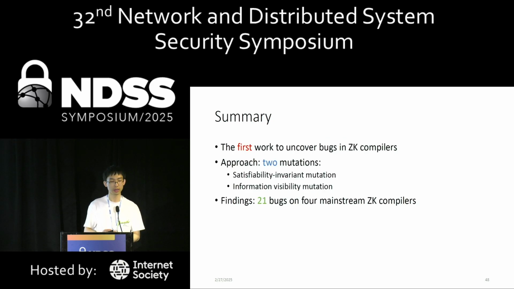So in summary, we're the first piece of work to conduct a study to uncover bugs in ZK compilers, and we propose 2 mutations that are specific to zero-knowledge proof systems, which are inserting always-satisfying constraints, and mutating the information visibility of the inputs. In total, we discovered 21 bugs on 4 mainstream ZK compilers.